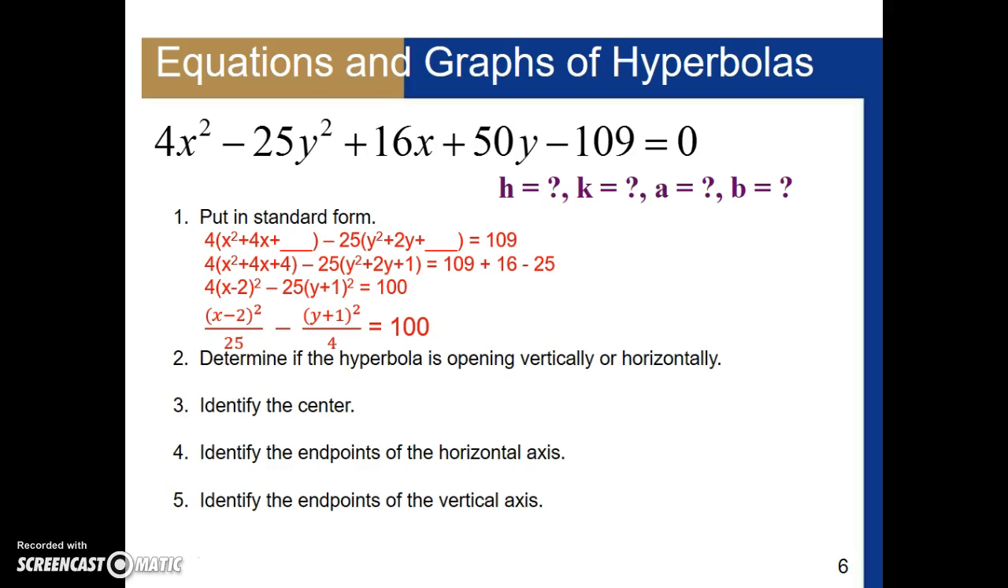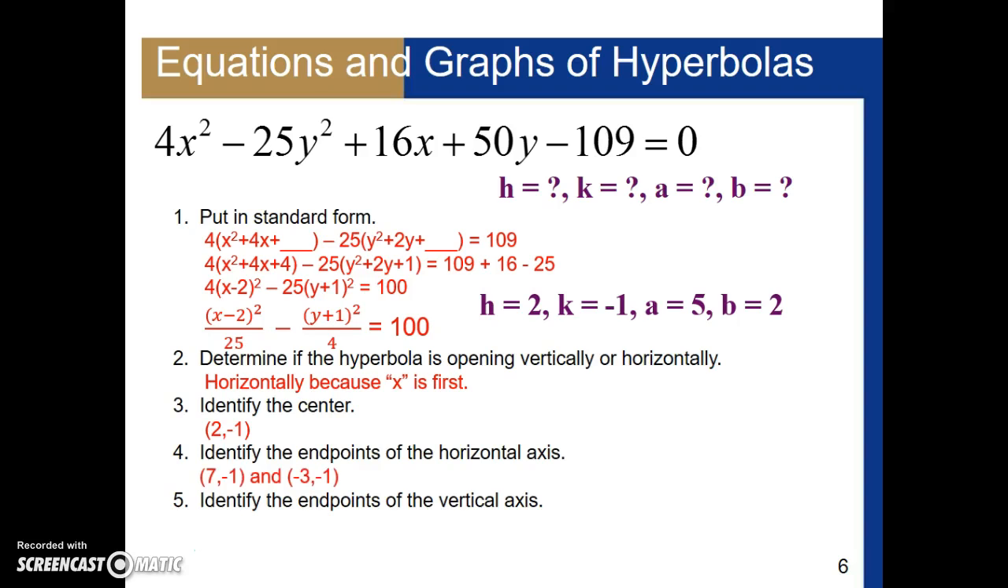We can definitely tell if it opens vertically or horizontally. Because the x term is positive, it's going to open horizontally. We can easily identify the center, which is 2, -1. As a matter of fact, we can also easily identify a and b. We can see that a is 5 and b is 2. And we can identify the endpoints of the horizontal axis by adding that value of 5 to our h value. We can identify the endpoints of the vertical axis by adding the value of b to our k value. So that's very easy to do. We know how to do that by now.